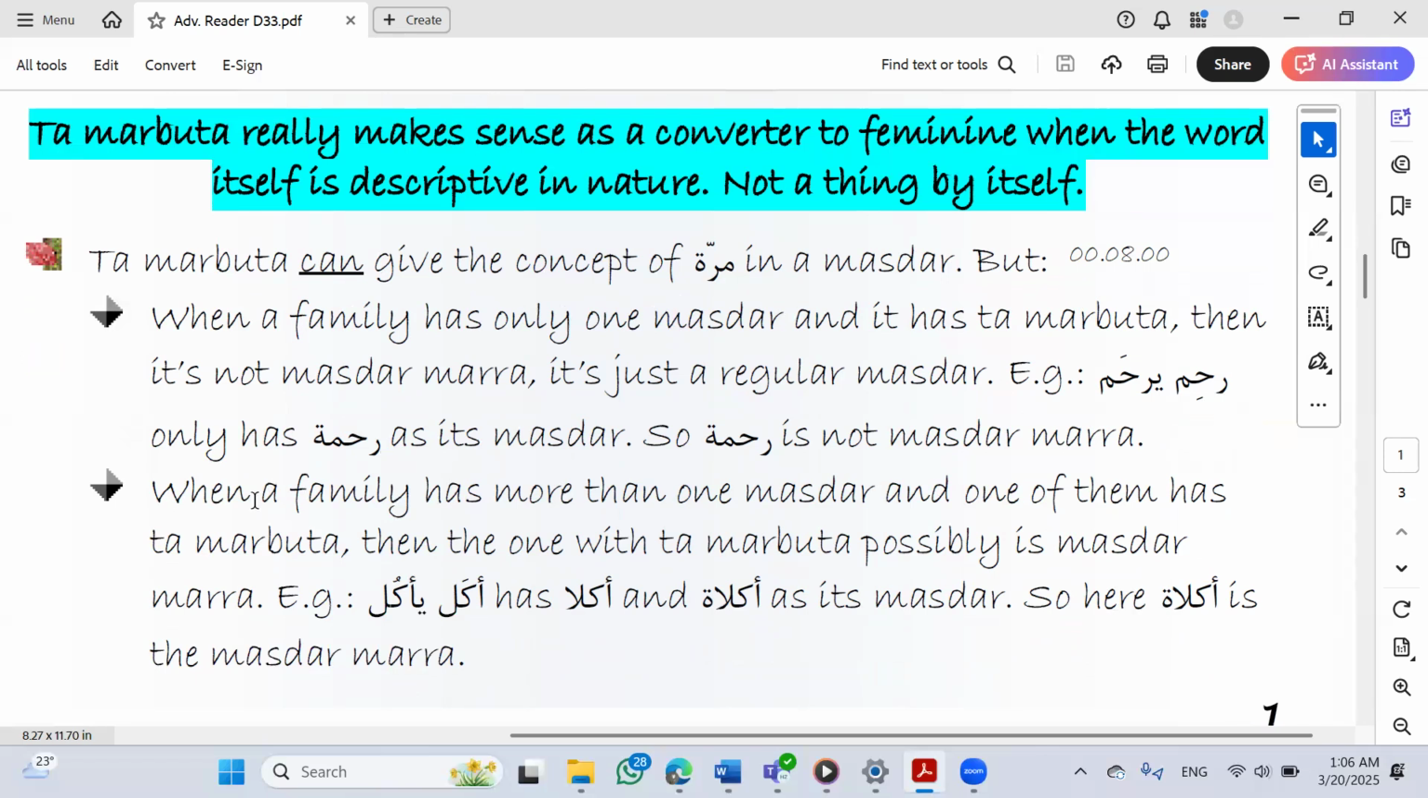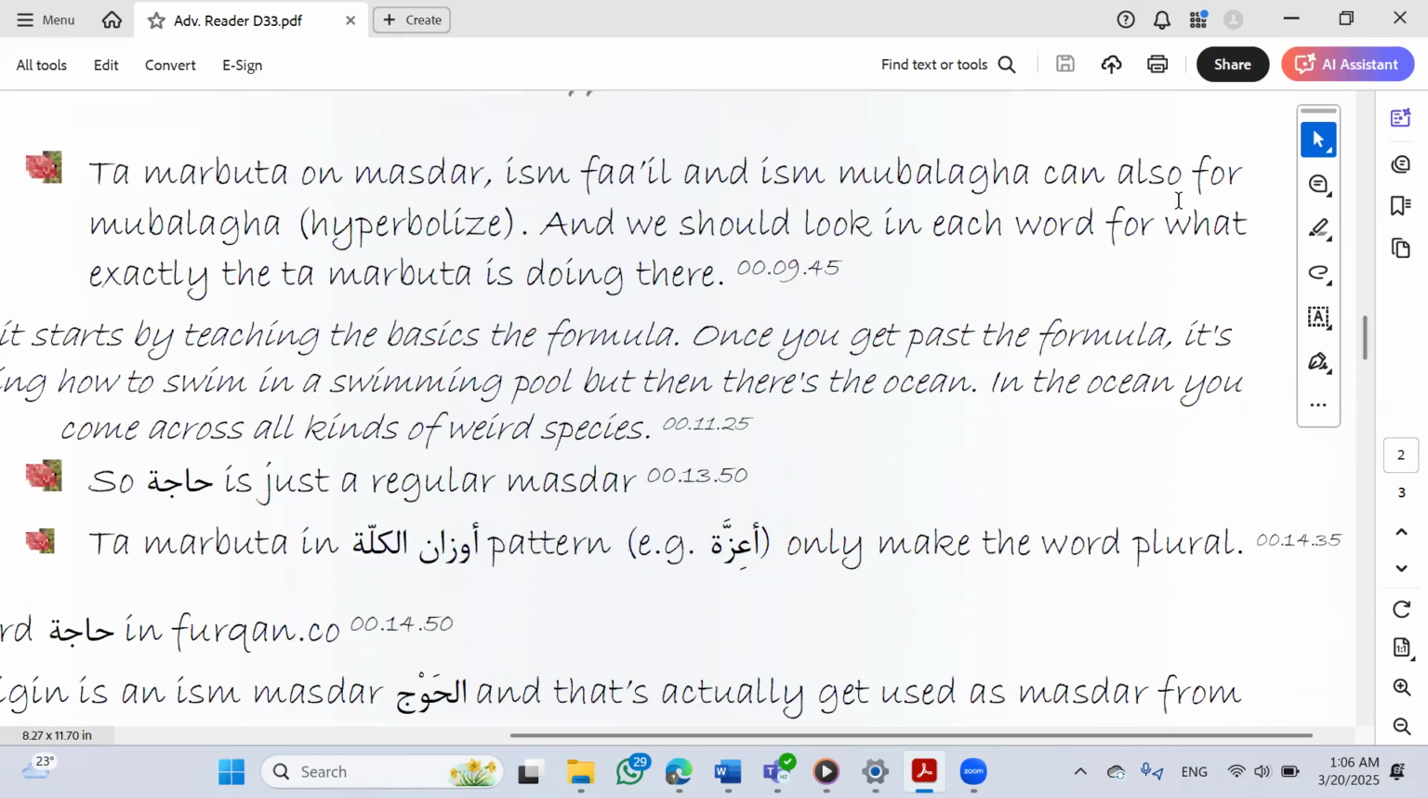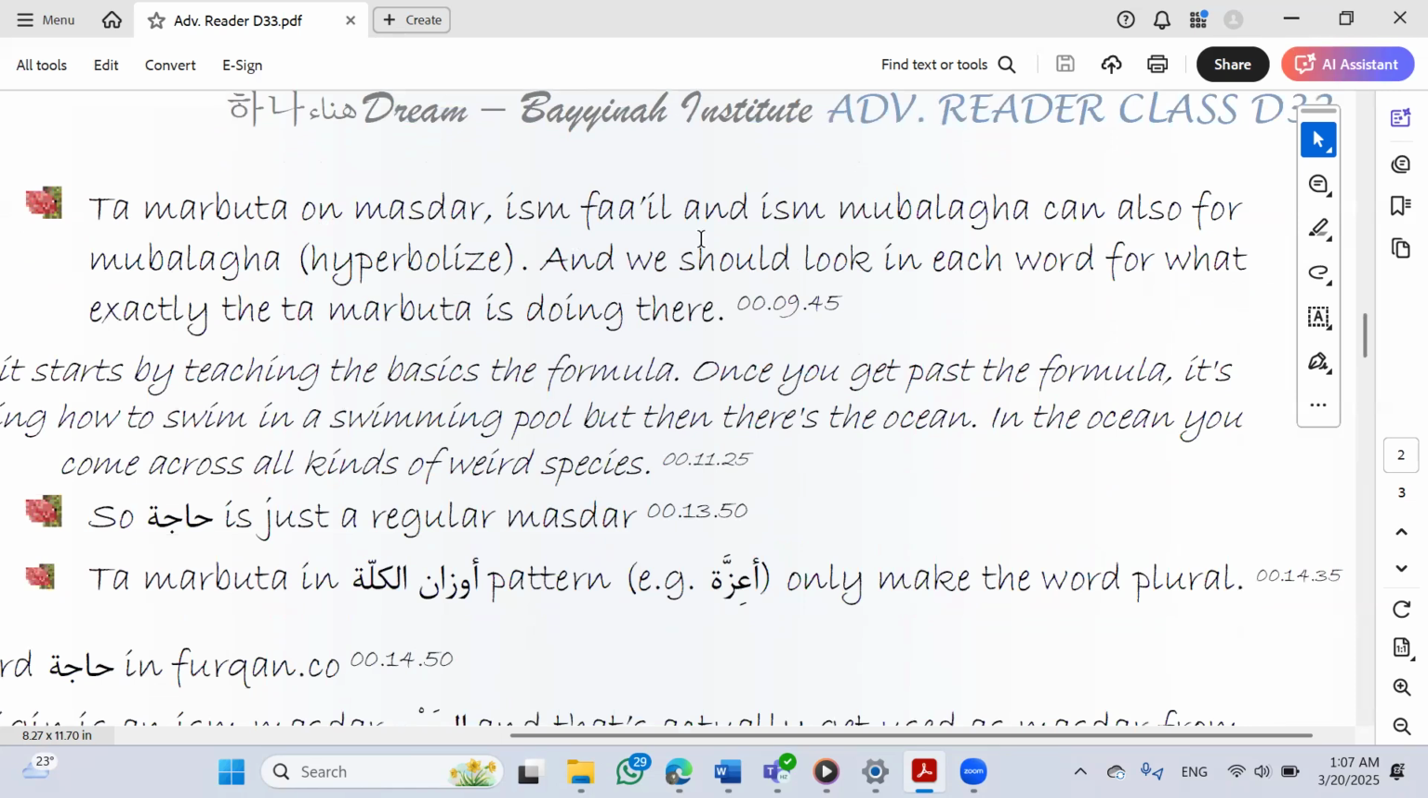When a family has more than one masdar and one of them has ta marbuta, then the one with ta marbuta is possibly masdar marrah. For example, akala yakulu has aklan and aklatun as its masdar. So here, aklatun is the masdar marrah. Ta marbuta on masdar, ism fa'il and ism mubalaghah can also be for mubalaghah, to hyperbolize. And we should look in each word for what exactly the ta marbuta is doing there.